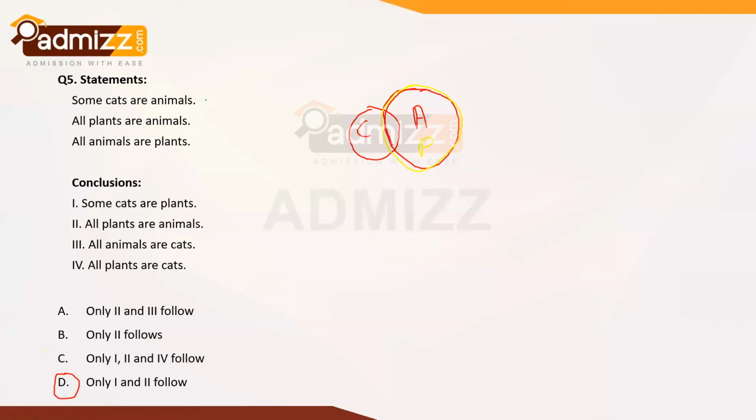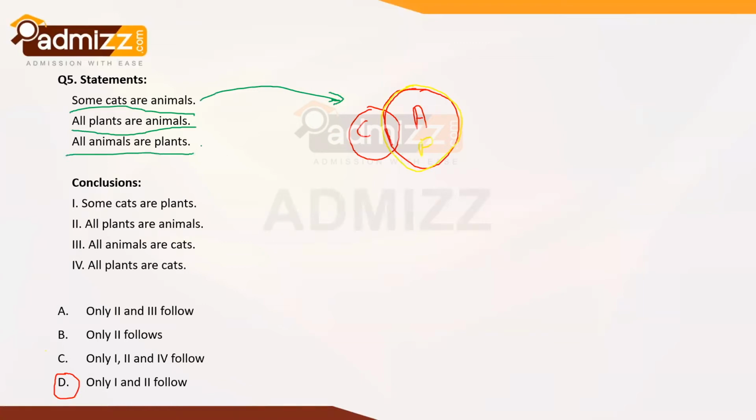Take a look at this. We are given that some cats are animals. Some cats are animals. That's clearly illustrated in this particular figure. All plants are animals. So there's a set of plants and it's encapsulated within animals.